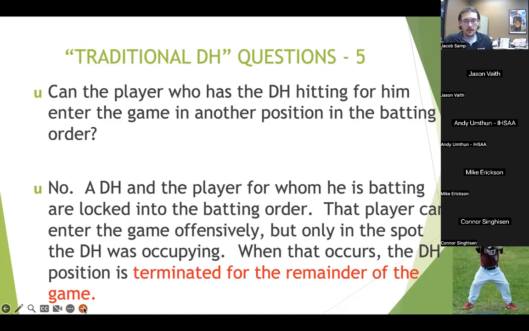Here's your answer. I think this is your double switch question here, Connor. What this question is asking is the coach wants the fielding player to go hit in another spot. That is impermissible. If the coach wants the fielding player to hit, he has to bat in the designated hitter's position, and then the designated hitter is terminated for the rest of that game. So we do not allow the double switch in high school. That's what that slide is saying. Correct. Cool. Awesome. Couldn't remember, just wanted to make sure. Thank you. Yep. Any other questions?